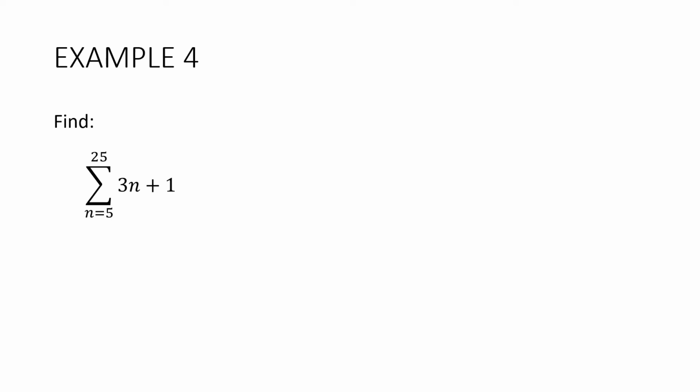So putting 5 in, I get 3 5s are 15 plus 1 is 16. Now let's put 6 in. 3 6s are 18 plus 1 is 19. And put 7 in, we get 21 plus 1 is 22. I'm going to skip all the way to the end and put 25 in. So 3 25s, so 75 plus 1 is 76. So there's our series.